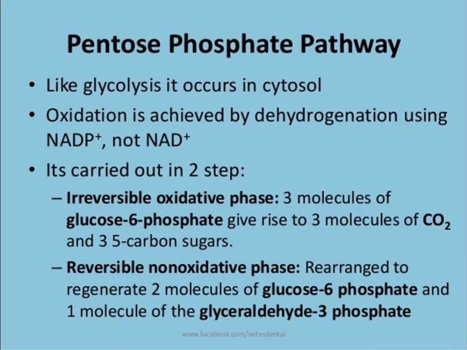It is carried out in two stages. First, the irreversible oxidative phase, and second, the reversible non-oxidative phase. So oxidative phase is always irreversible, but the non-oxidative phase is always reversible in nature. When we deal with the irreversible oxidative phase, 3 molecules of glucose 6-phosphate give rise to 3 molecules of CO2 and 3 molecules of 5 carbon sugars. So it is one of the important parameters of the irreversible oxidative phase.